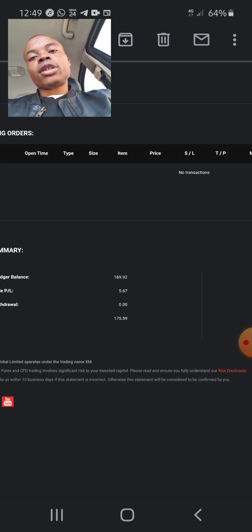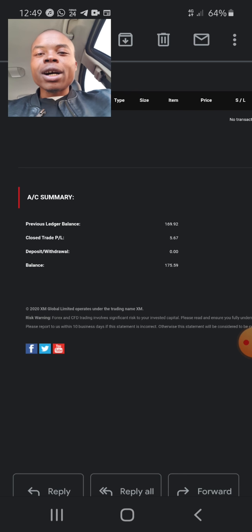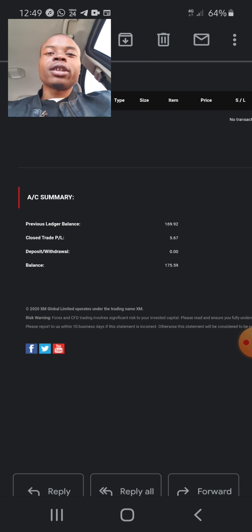So previous ledger is $169. That's almost 170. Then I closed some profit for $5.67. I don't have any withdrawal at this broker. I will never withdraw, but anytime from now I'll be withdrawing. I'll be milking my cows. I'll be milking the markets. That's withdrawing, you know. Pulling out. Check your money. Pull it up. Check your money. That's what it is.